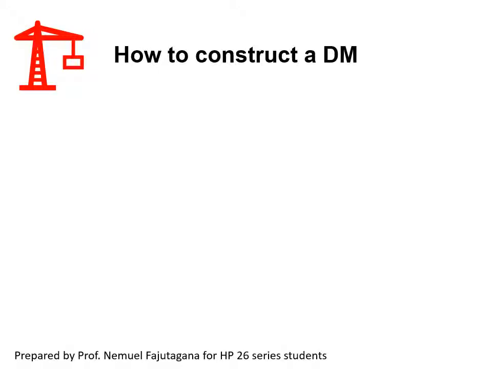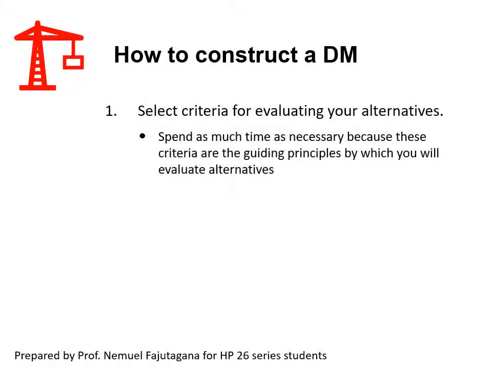So how do you construct it? We just review what happened last time. First, you select criteria for evaluating your alternatives. You know what? You have to spend a lot of time really deciding on the criteria. Anong criteria? Cost, for example. Distance, right? Safety. For example, if you're a medical school deploying students to community work, probably you will talk about safety, right?